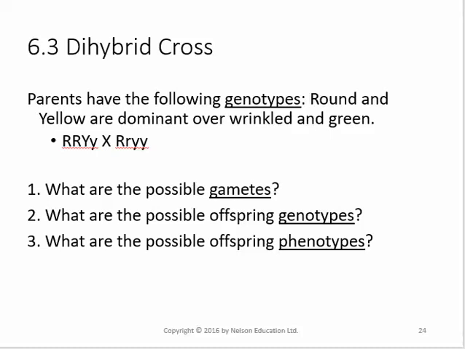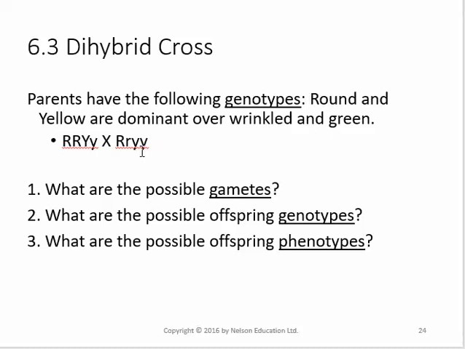So we're going to look at something called a dihybrid cross. This makes it slightly more complicated. So if round and yellow are dominant over wrinkled and green, you're going to take a round yellow P and cross it with a wrinkled green P. So the gametes would be big R, big Y, big R, big Y, big R, little y, big R, little y. So half and half. This one would be big R, little y, big R, little y, little r, little y, little r, little y. So those would be the gametes.